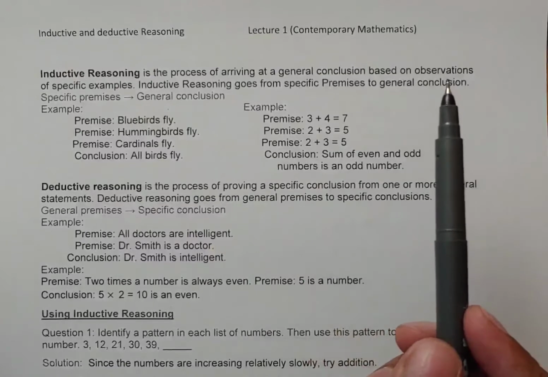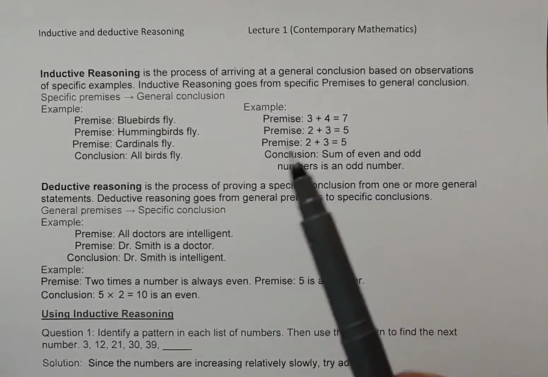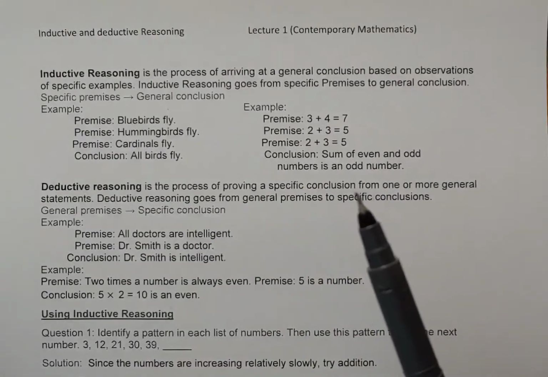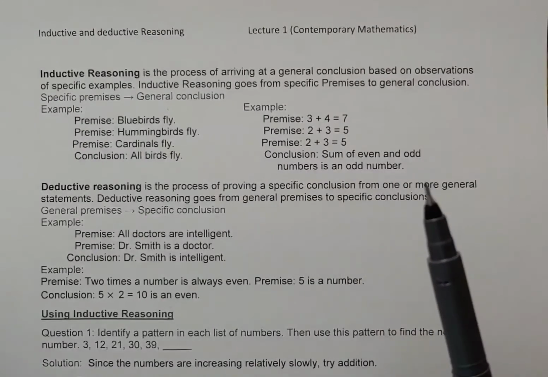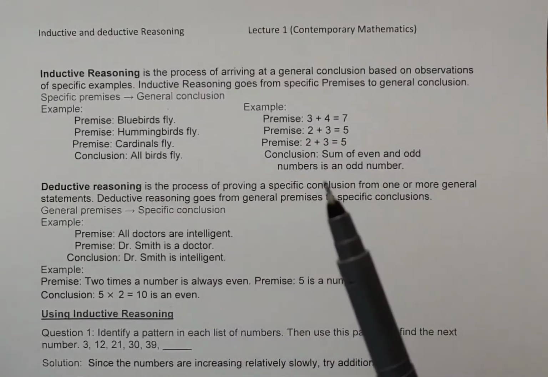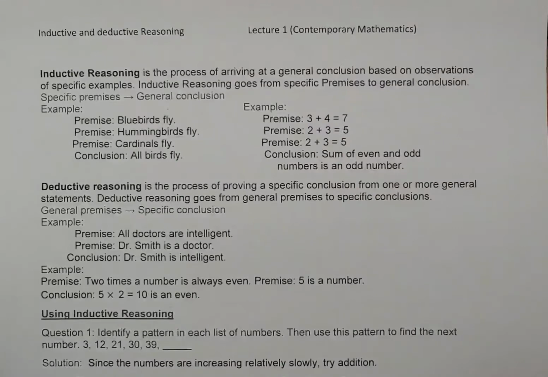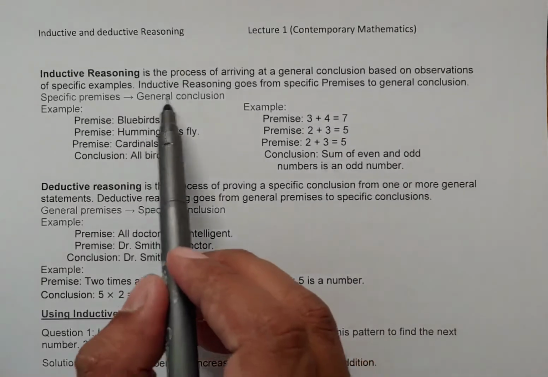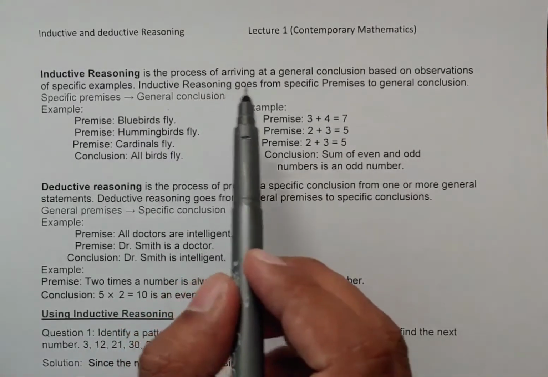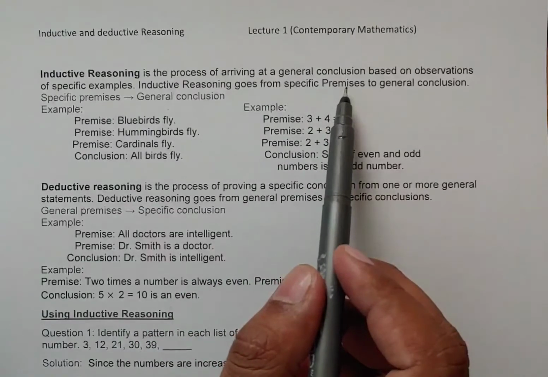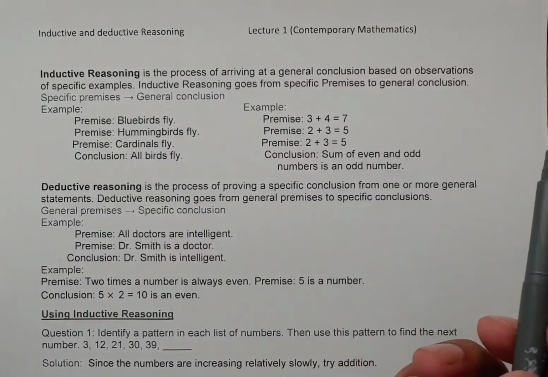An argument begins with a set of premises and is supported by a conclusion. So there are some premises and then a conclusion. Inductive reasoning goes from specific premises to the general conclusion.